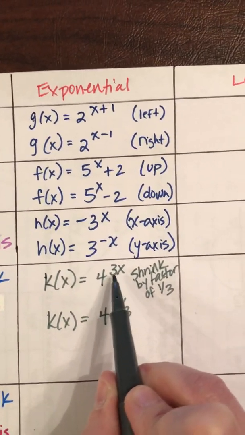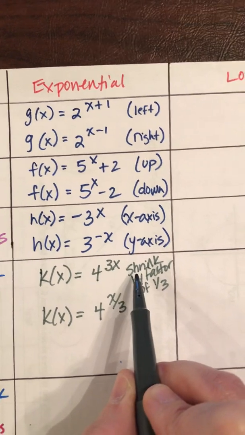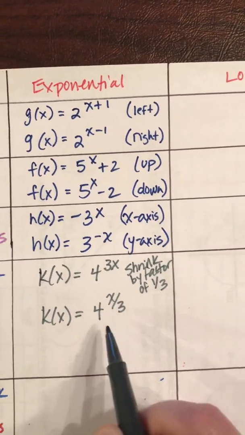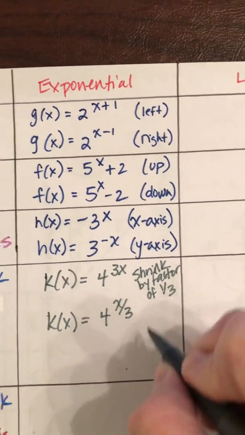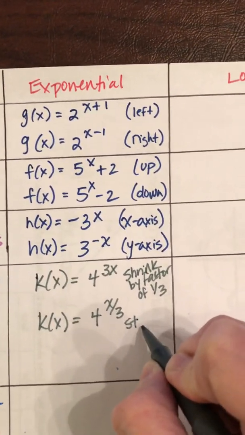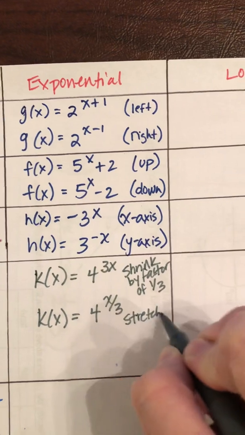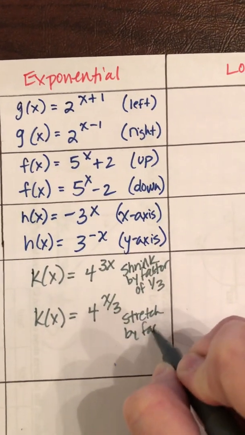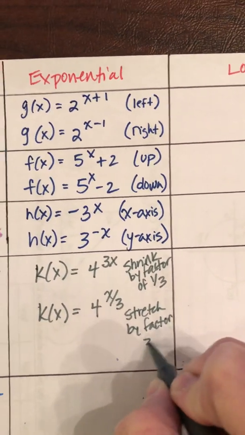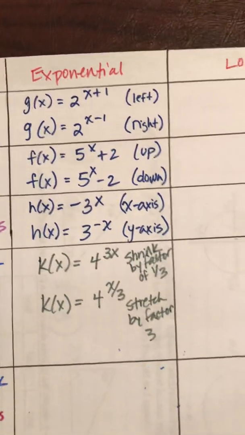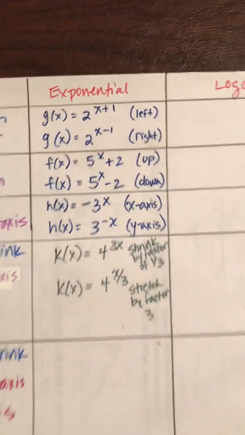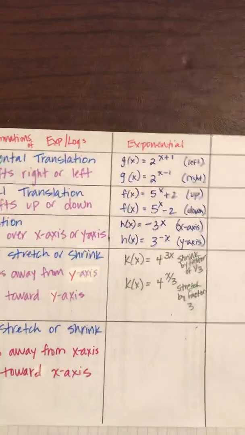So this 3 here represents a horizontal shrink, and it's a factor of 1/3. This one, where it's like x divided by 3, would be your horizontal stretch, and this is by a factor of 3. So again, kind of opposite. It looks like this should be 1/3 and this should be 3, but it's really kind of the opposite. And so that really only holds true for that horizontal.